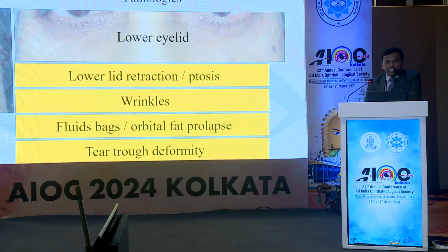Then what we commonly see in 25 to 35-year-old patients are lower lid wrinkles and crow's feet, which they are unhappy with. There could also be associated fluid bags, orbital fat prolapse, and a very common tear trough deformity, which we usually see in the OPD.